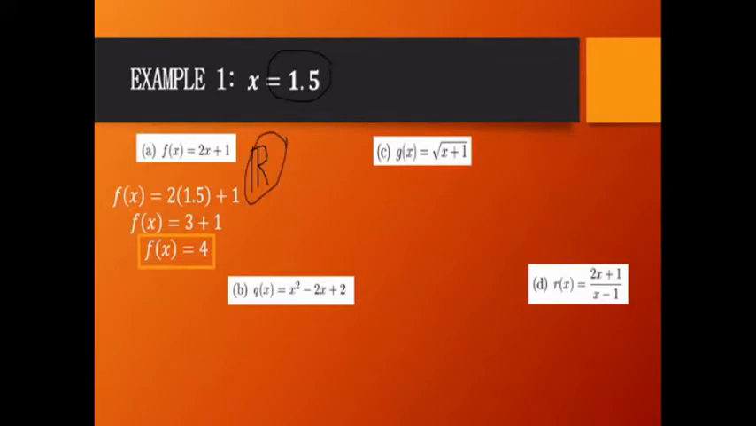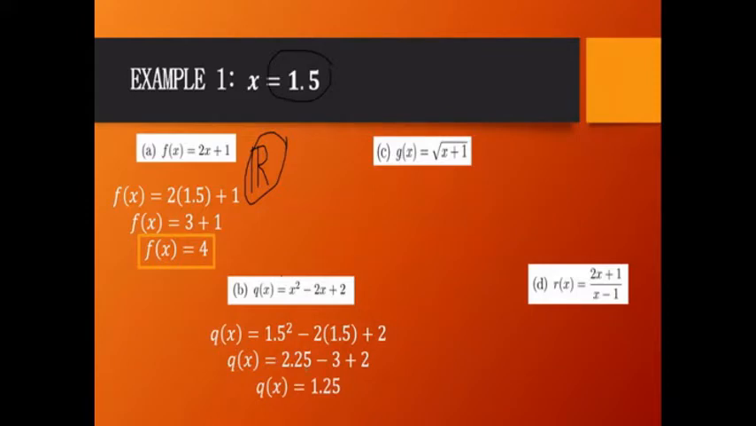Okay? Another example. We have x squared minus 2x plus 2. So, substitute the value of x. X squared would be 1.5 squared minus 2 times x, x is 1.5, copy positive 2. And then simplify. 1.5 squared is 2.25. Negative 2 times 1.5, that is negative 3. And then copy positive 2. These are all constant numbers. So, pwede natin yan i-combine lahat. Okay? So we have 2.25 minus 3 plus 2. That is equivalent to 1.25.